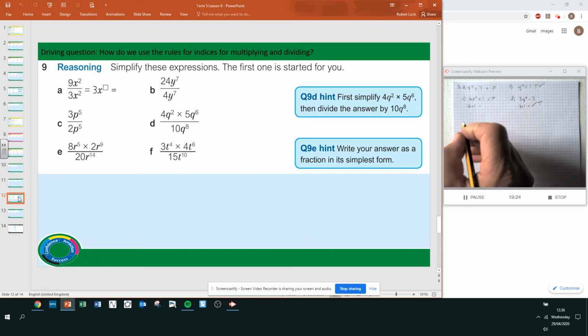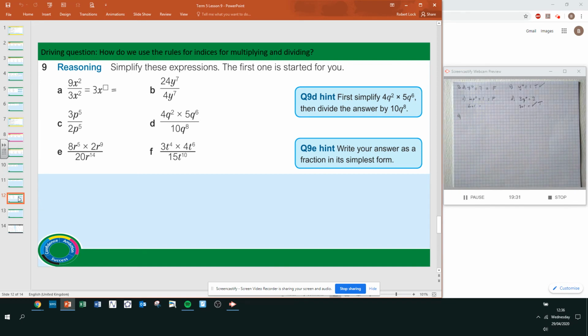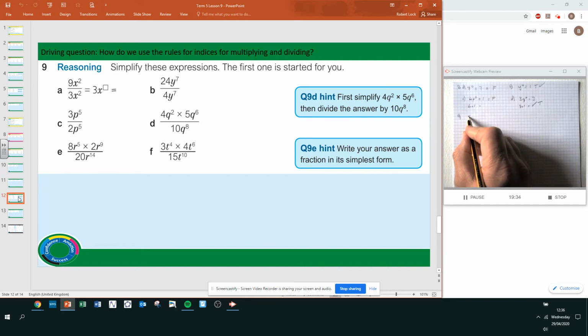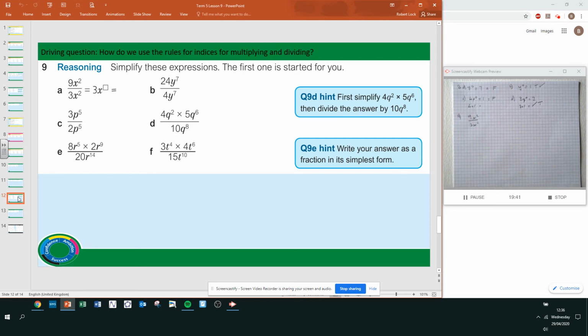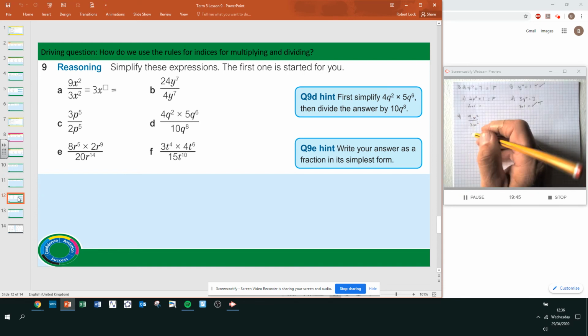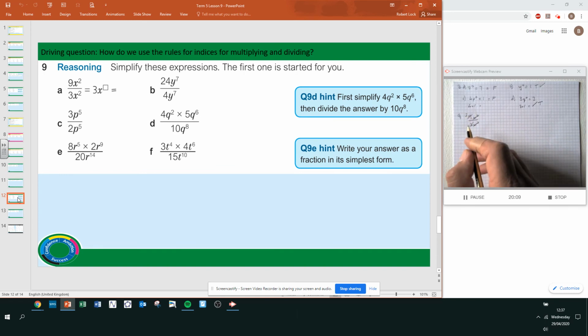Question 9. Simplify the expressions. The first one has started for you. 9x squared over 3x squared. These two cancel out because x squared divided by x squared is x to the power 2 minus 2, which makes 0. These two are the same, so we cross them out. 3 goes into 9 three times. So the answer is 3 over 1, which is 3.